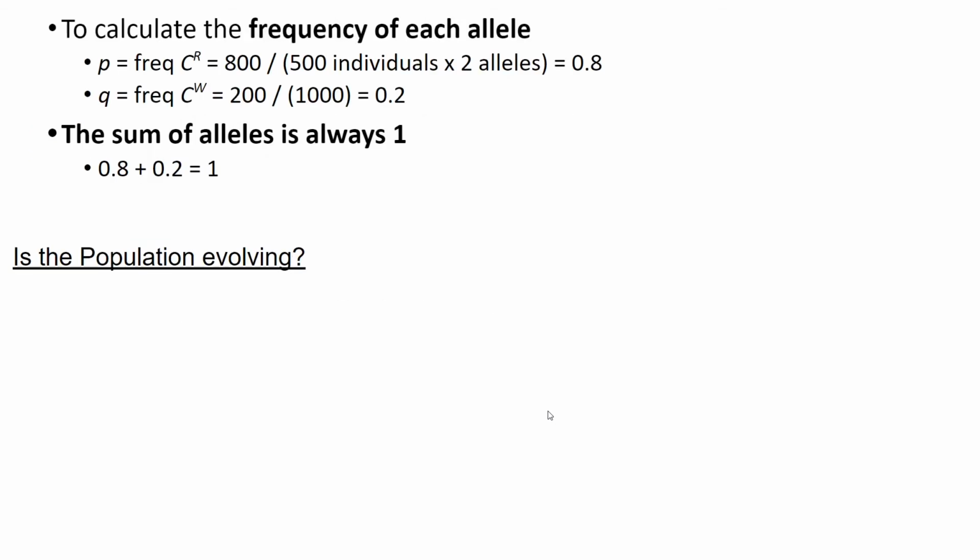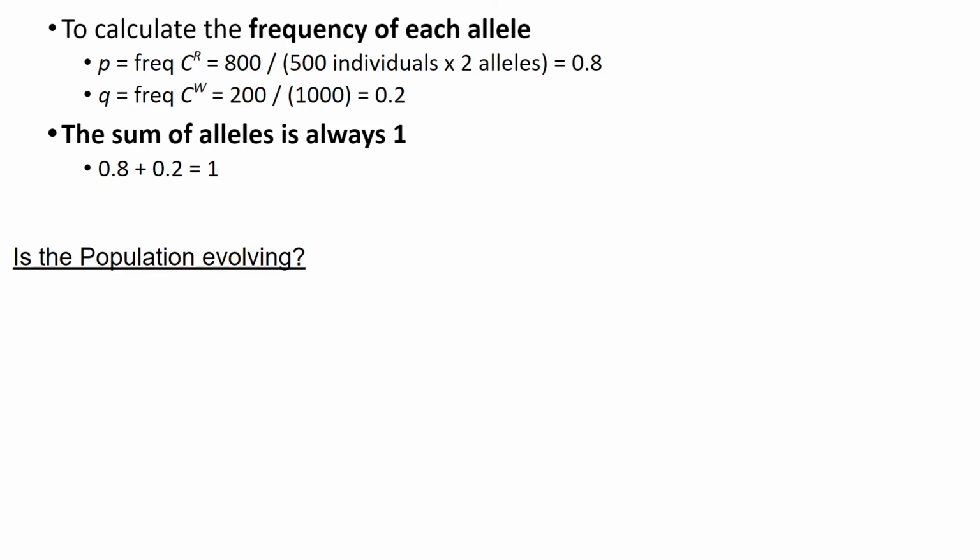To convert these values into frequencies, we need to divide by the total number of alleles in the population. In this case, we have 500 individuals, each with 2 alleles. So we have 1,000 alleles total. When we divide our allele totals by the total number of alleles in the population, we get the frequency of each allele. So this tells us that 80% of our alleles in the population are red, while 20% are white. Notice that the sum of the 2 alleles will equal 1. It should always equal 1 because it's 100% of the alleles in the population.